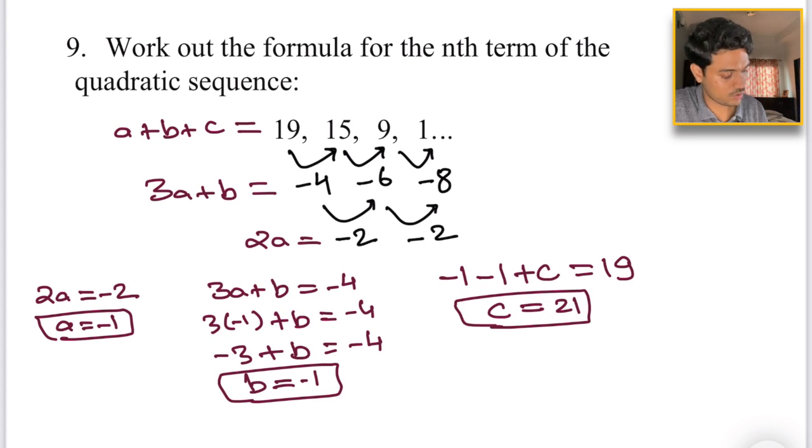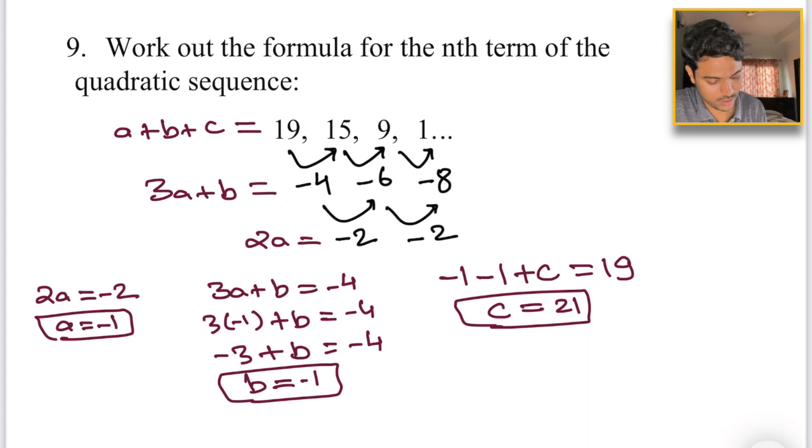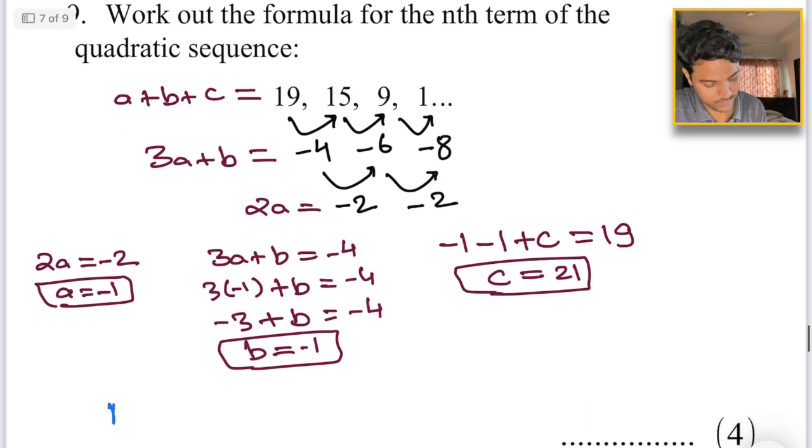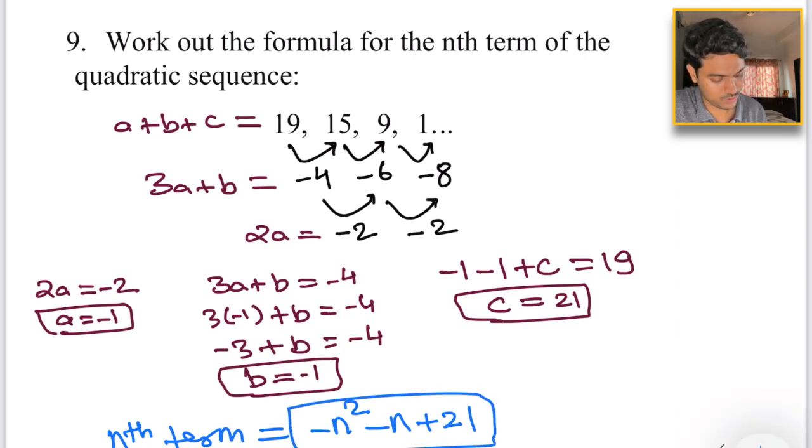So now we can write down the quadratic expression: an square plus bn plus c. So nth term will be negative n square negative n plus 21, and this will be the nth term expression. This is the final answer.